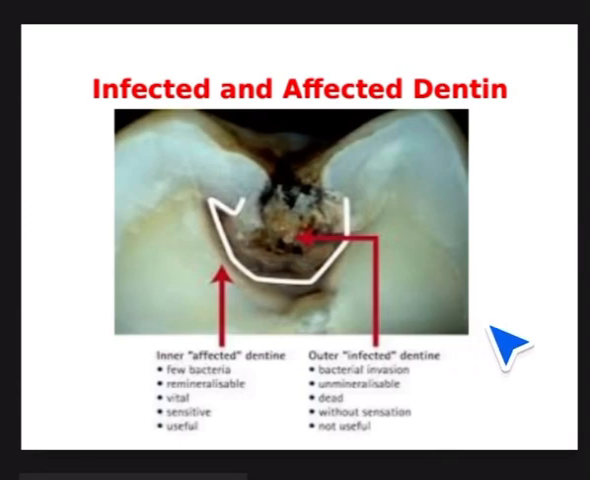Now, this is a very important picture. You have to see this picture very carefully. This is how a cavity looks like. This is how a carious lesion looks like.